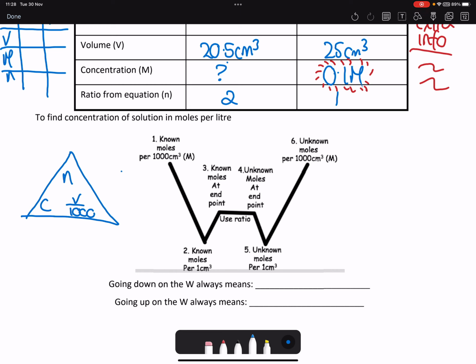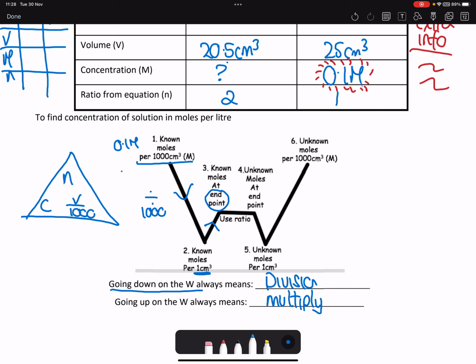We're breaking it up. So we are going to start with our concentration in moles per 1,000 litres, which is the 0.1. We are going to find out how many moles there are in 1 centimetre cubed. So every time we go down, we are dividing, and we're going down here, so we're going to divide by 1,000. Every time we go up a line, we are going to multiply. So we're going to go from 1 to whatever our titre volume endpoint is. So we'll be multiplying by the titre volume on that side.